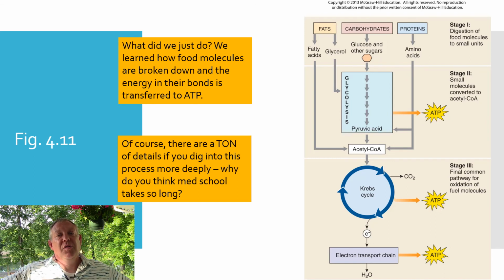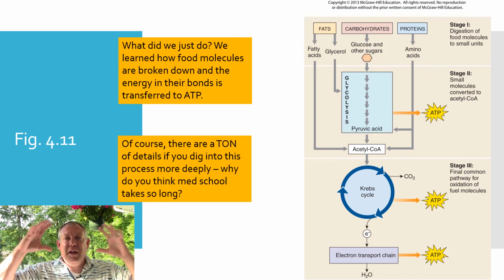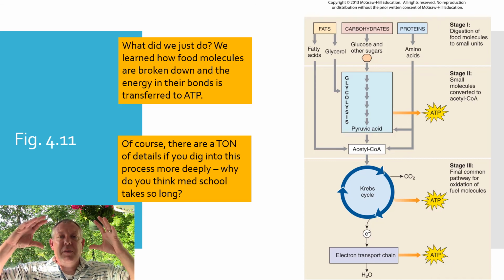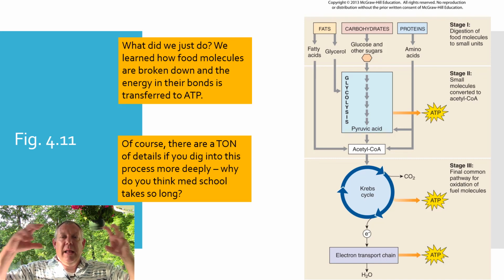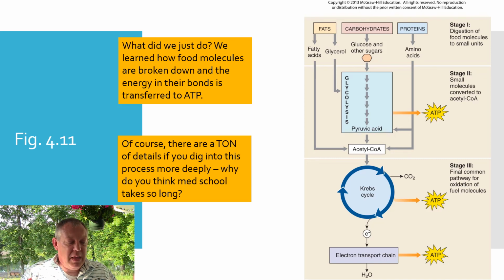Okay. So, we covered a lot here. Let's take a step back. What exactly did we talk about? We talked about how food molecules are broken down and their bonds are broken, and we extract that energy. And then we take the energy in those bonds and we transfer it to ATP. And then that ATP can be used in all kinds of other reactions.